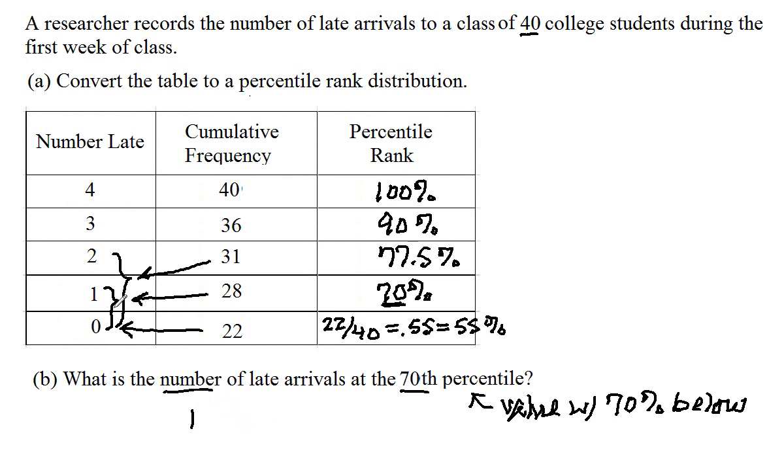So that's not the number of students. There were 28 students that were late 1 time, but they're asking about the number of late arrivals that's at the 70th percentile. And likewise, 3 tardies or 3 late arrivals was at the 90th percentile. So if you were late to class 3 times in that first week, then you were at the 90th percentile. 90% of the people had less tardies than you. 1 is at the 70th percentile. So 70% of the class had, well, the same or less tardies than you.